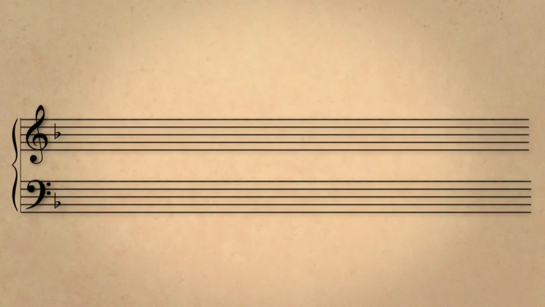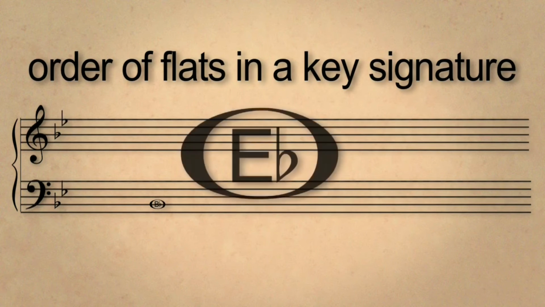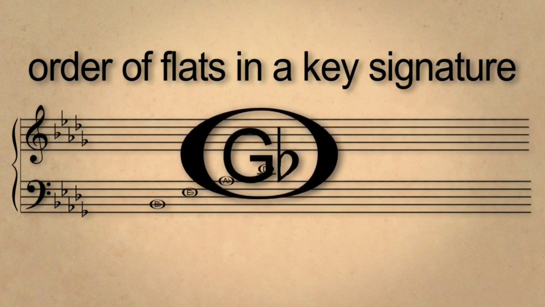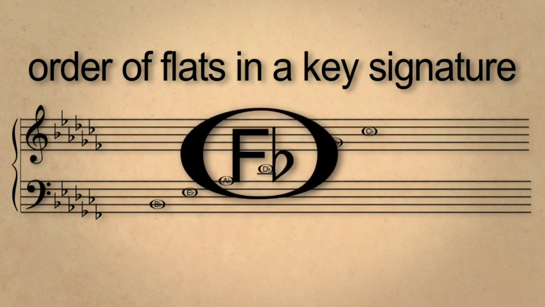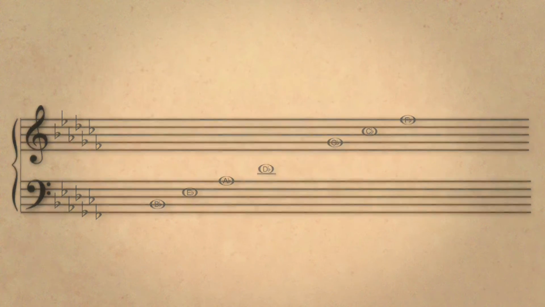With flats, the pattern is one flat is always B, as we've learned. Two flats, B and E. Three flats, B, E, A. Four flats, B, E, A, D. Five flats, B, E, A, D, G. Six flats, B, E, A, D, G, C. And seven flats, B, E, A, D, G, C, and F. I will analyze all of this for you in future lessons.